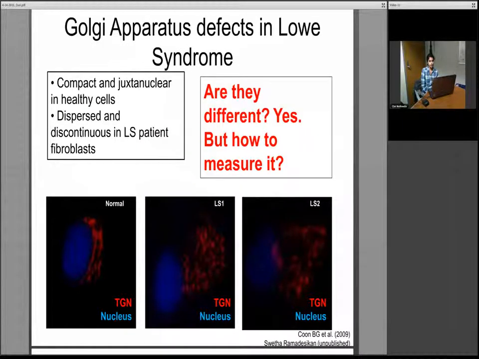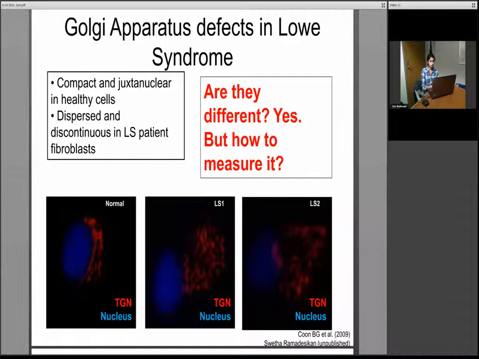So I just said that we have already identified many cellular defects that are produced when a cell loses OCRL1. And given that it localizes to the Golgi, I'm interested in understanding what defects the Golgi apparatus would be faced with when a cell loses OCRL1.